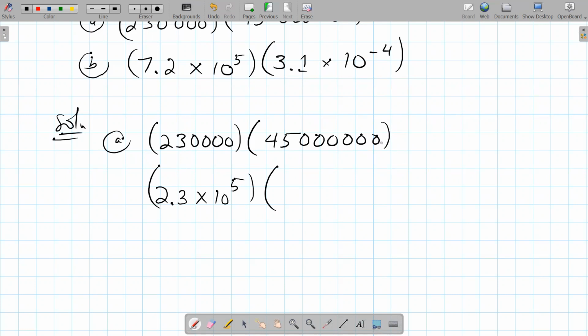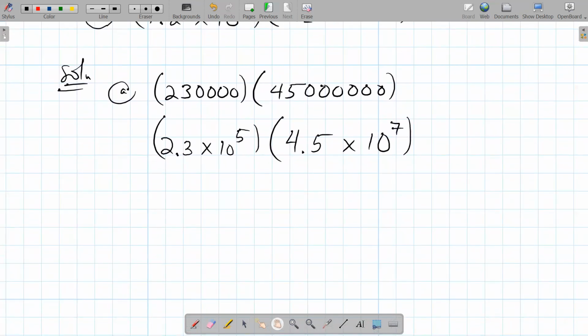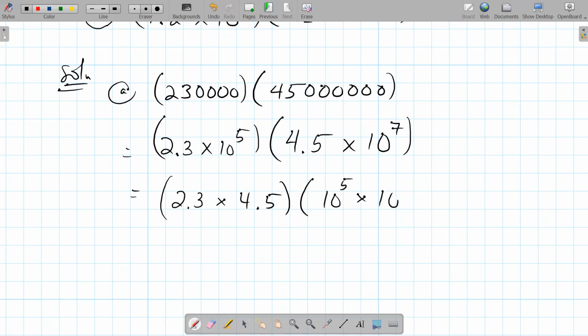Same here, the decimal point is right here. So I move 1, 2, 3, 4, 5, 6, 7. So that will give me 4.5 times 10 to positive 7. Because I move to the left, it's always a positive exponent. And then here, I'm going to multiply those without the powers. So I'm looking at 2.3 times 4.5. And I also combine those powers, 10 to the 5th power times 10 to the 7th power.